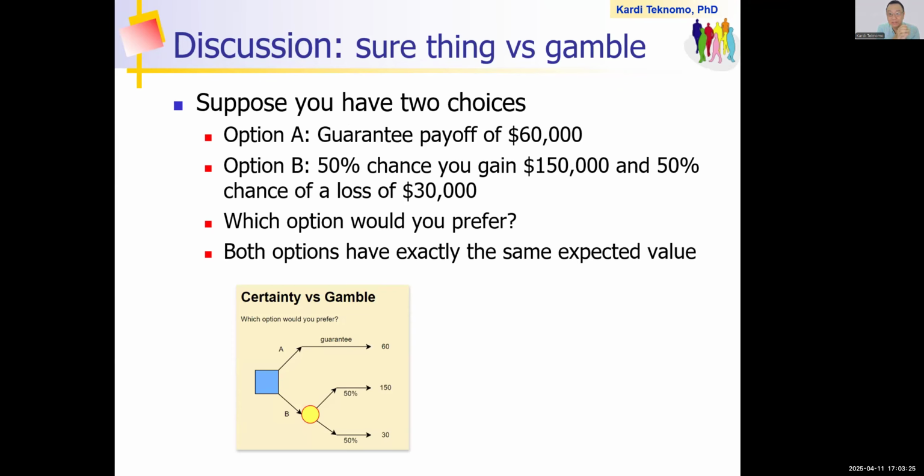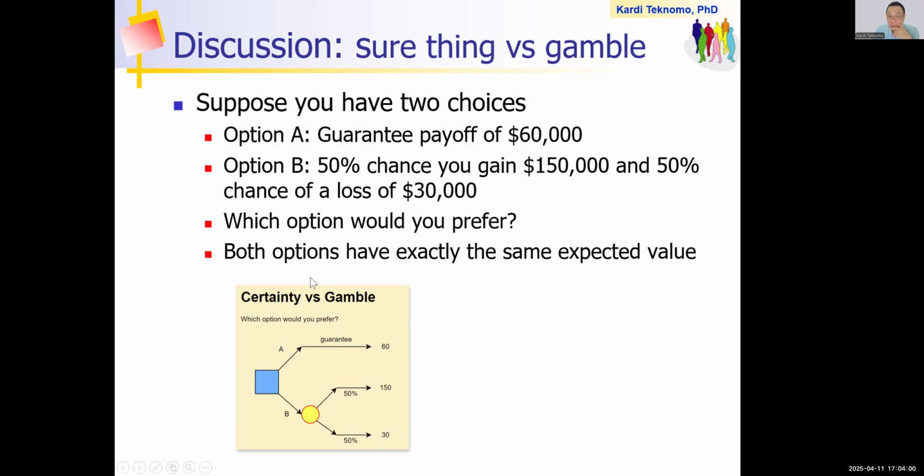Now suppose you have two choices. Let's name it option A and option B. Option A is guaranteed to get 60,000 US dollars. And then option B, you have a 50% chance to get 150,000. But you also have, oh, this is negative now, a loss, negative 30. Okay, so which option do you prefer?